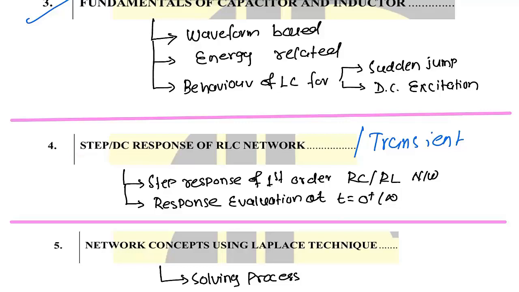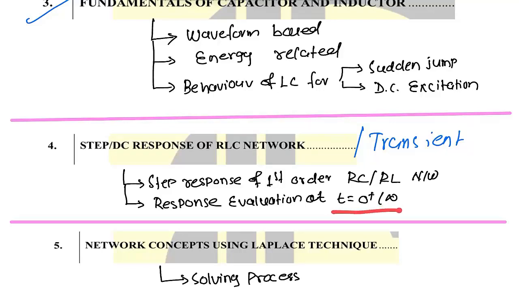But one thing, friends, in this entire topic, the input must be step or DC. The input should not be something other than this. Input should not be sinusoid. Input should not be a square waveform. Input should not be a triangular waveform. To be very specific, the input must be DC or step inputs. So with this excitation, what is the response, what is the voltage or current at t equal to 0 plus and infinity.